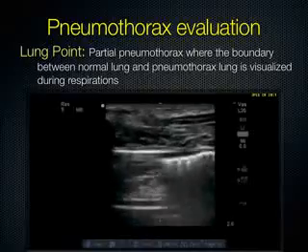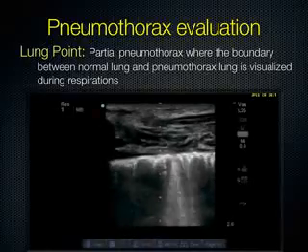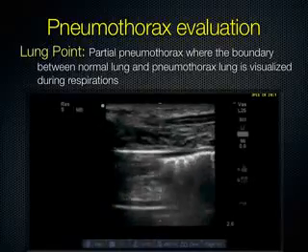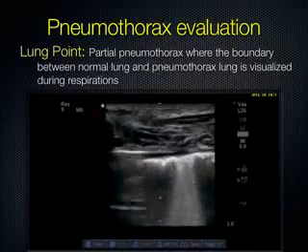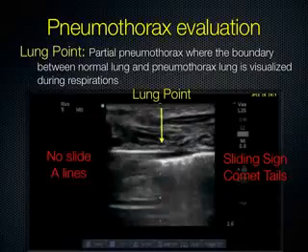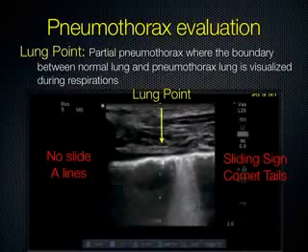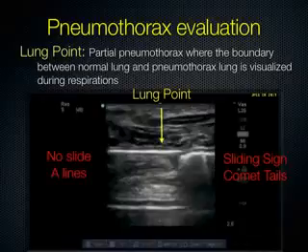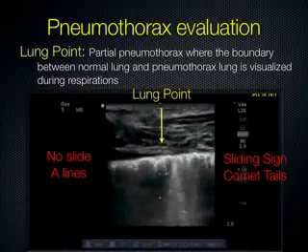And on this side, you have no slide and A lines periodically. And on the other side, you have sliding sign and comet tails, because this is where the actual point at which the lung falls away from the chest wall. 100% diagnostic. If you see this, this is a pneumothorax. Nothing else does this. Can everybody see that?